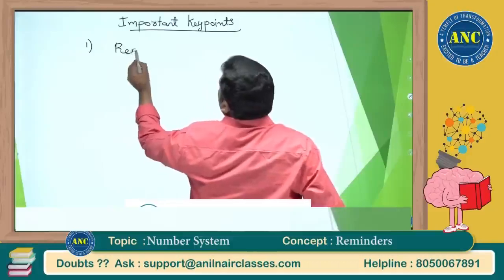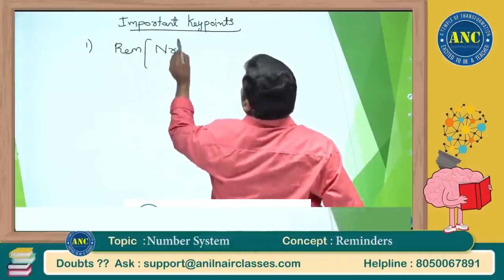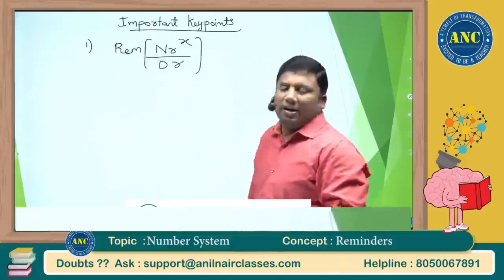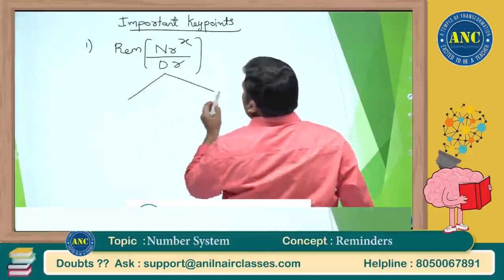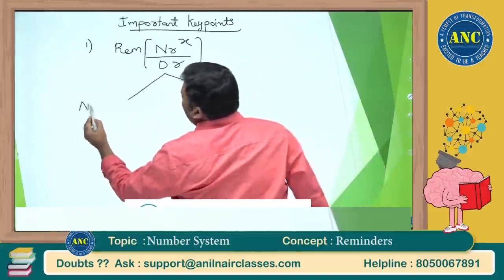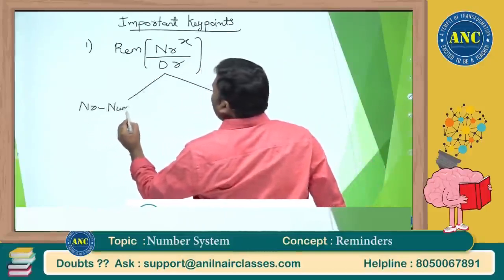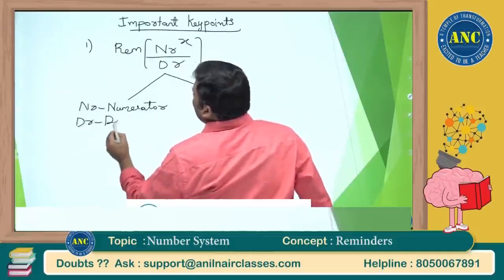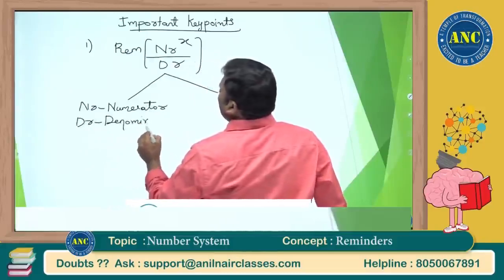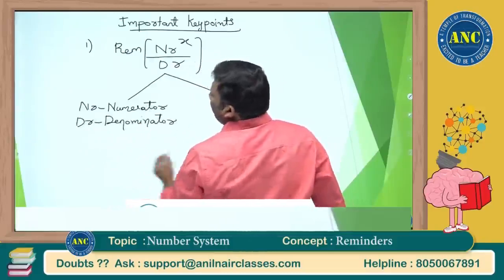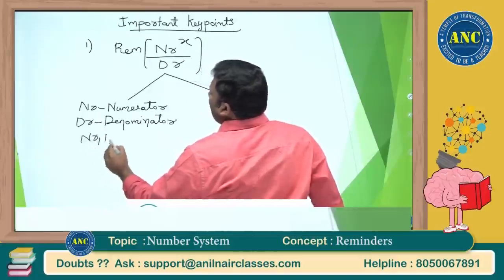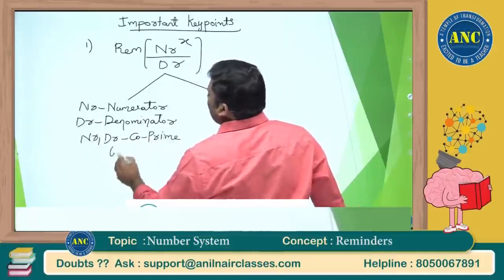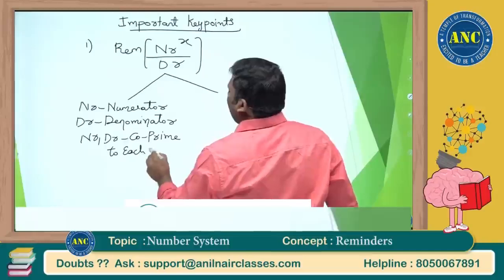Till now we did the problems which are of the form numerator power x divided by denominator. Two cases are there. Here NR represents the numerator and DR represents the denominator. The first case is when the numerator and denominator are co-prime to each other.